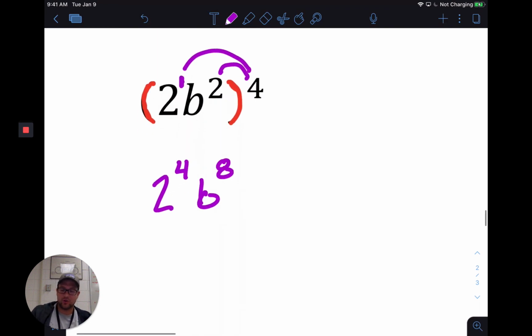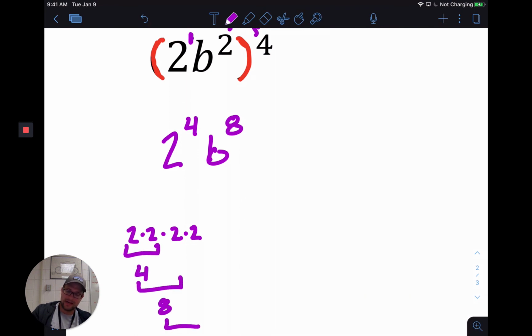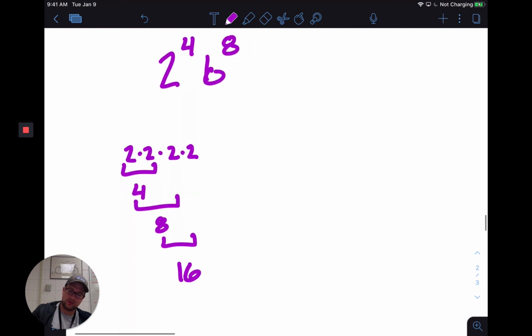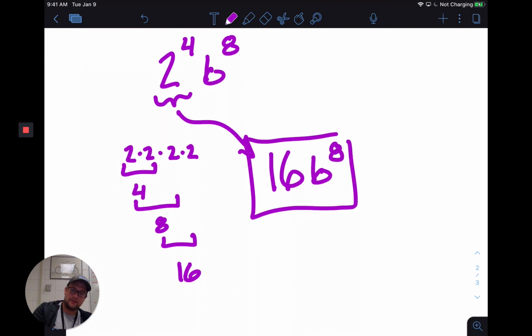Now we can just go a little bit further with this. 2 to the 4th just means 2 times 2 times 2 times 2. 2 times 2 is 4. 4 times 2 is 8. 8 times 2 is 16. So we know 2 to the 4th is 16. And then the b to the 8th is going to sit right in front of that.